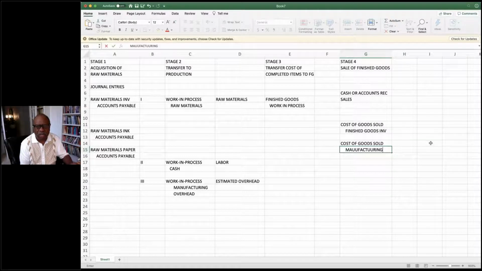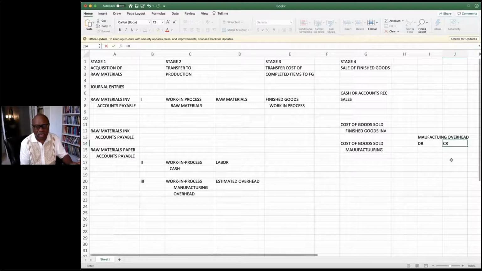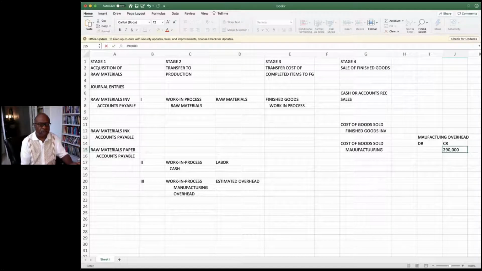If we have a situation where, for the manufacturing overhead account, so we got the account. The account has a debit side where the actual costs are, and it has a credit side where we estimated the cost. So if we estimated that the overhead costs were, say, 250, let's say we estimated the cost was $290,000. That's what's in this journal entry.